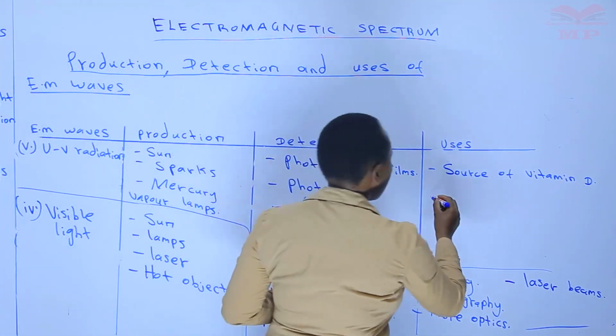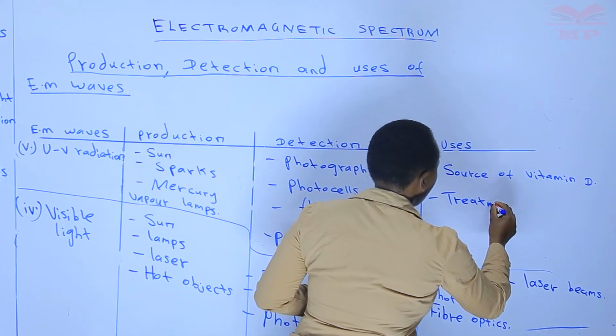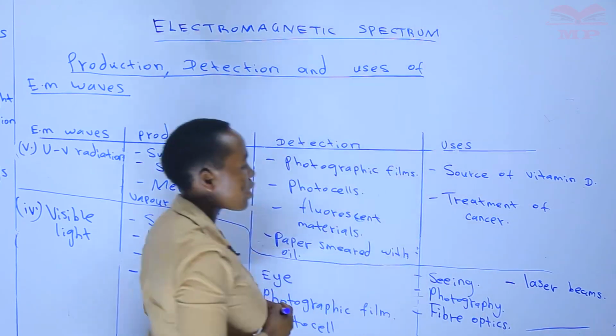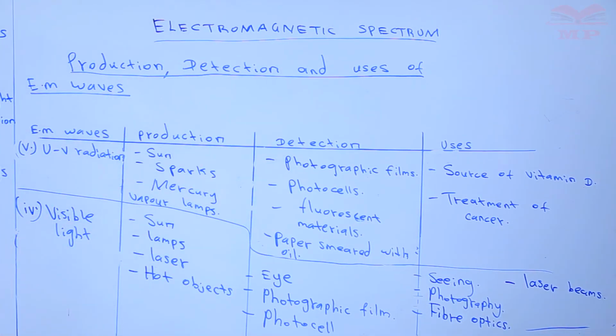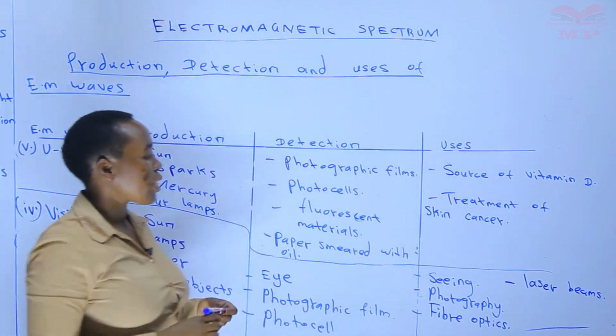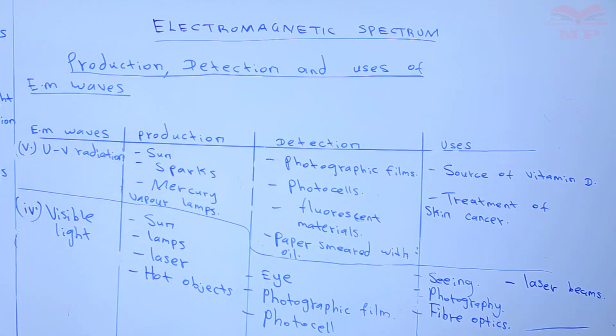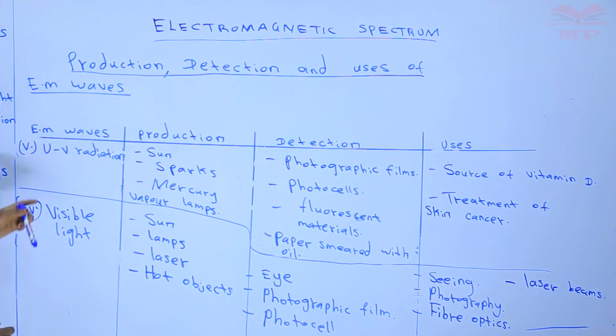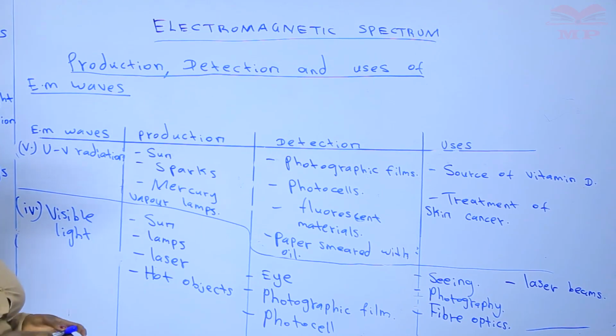Again, it can be used in treatment of cancer. Since the UV radiation has a high frequency, it can be used in the treatment of cancer, and not just cancer, but skin cancer. So those radiations are directed to the skin, and they are able to destroy the cancerous cells. So that is on the UV radiation, our electromagnetic wave number 5 in order of their increasing frequencies.